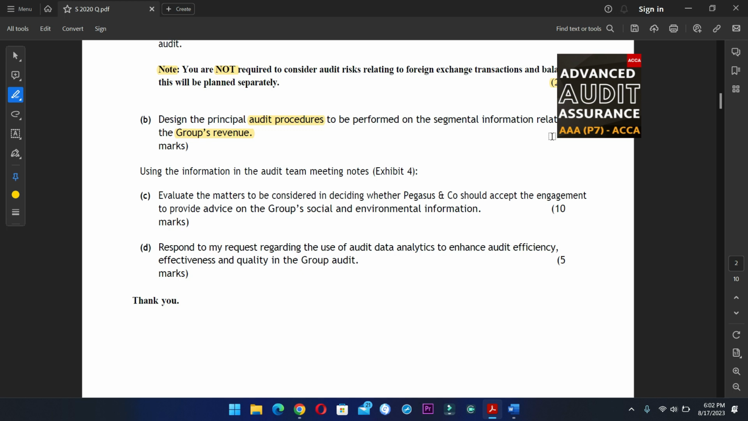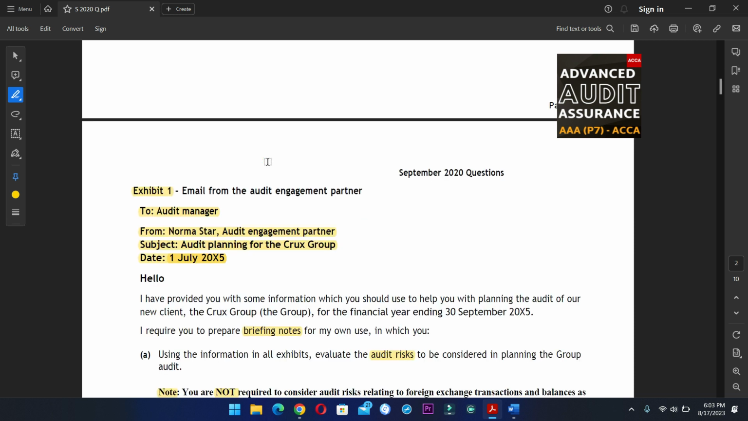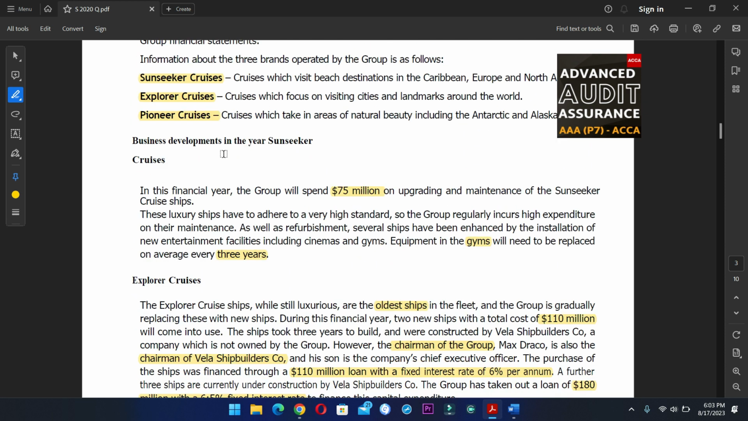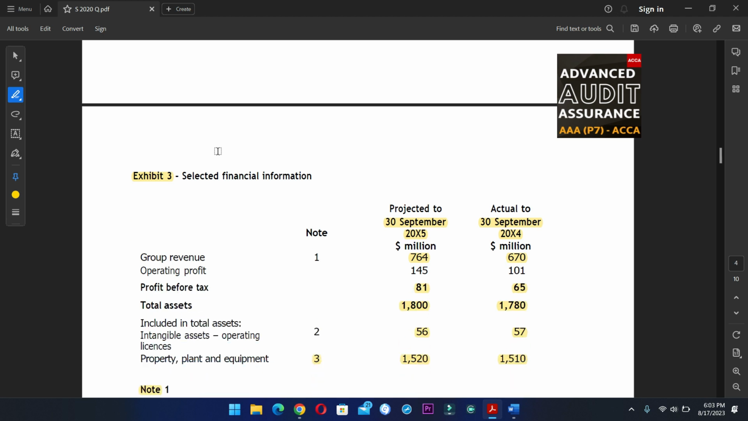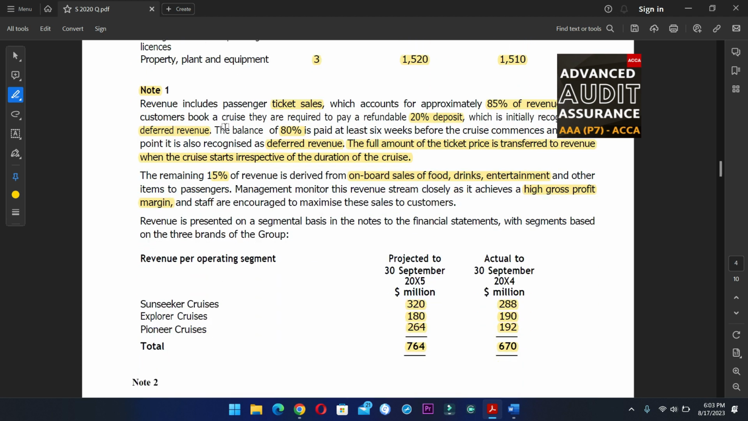So now let us design our audit procedures based on this segmented information of the group revenue, right? So what I would suggest is, as we need to be case specific, we would take out this information from the case. Let's scroll down to the exhibit, and we will scroll, certainly it's on the group revenue, we will come down to the group revenue portion, and we would inspect this portion a bit.